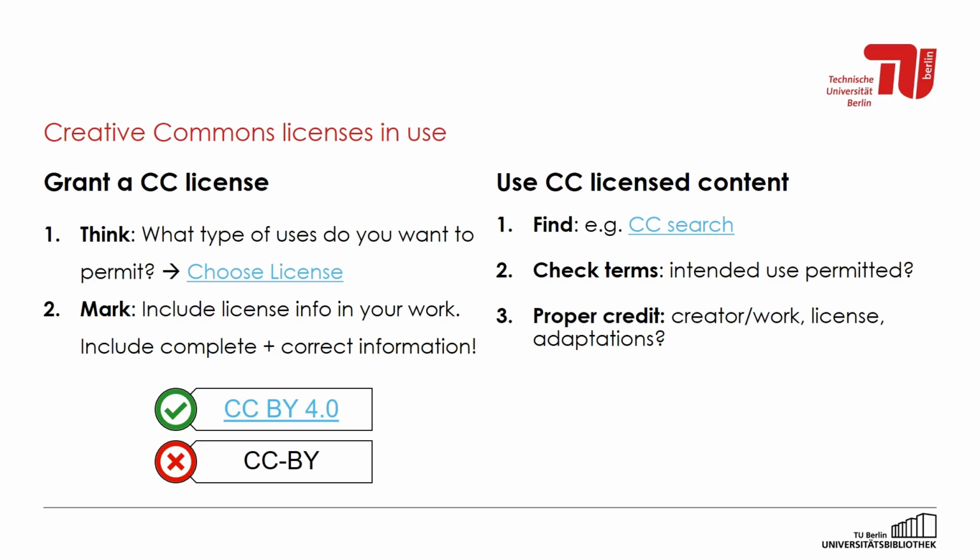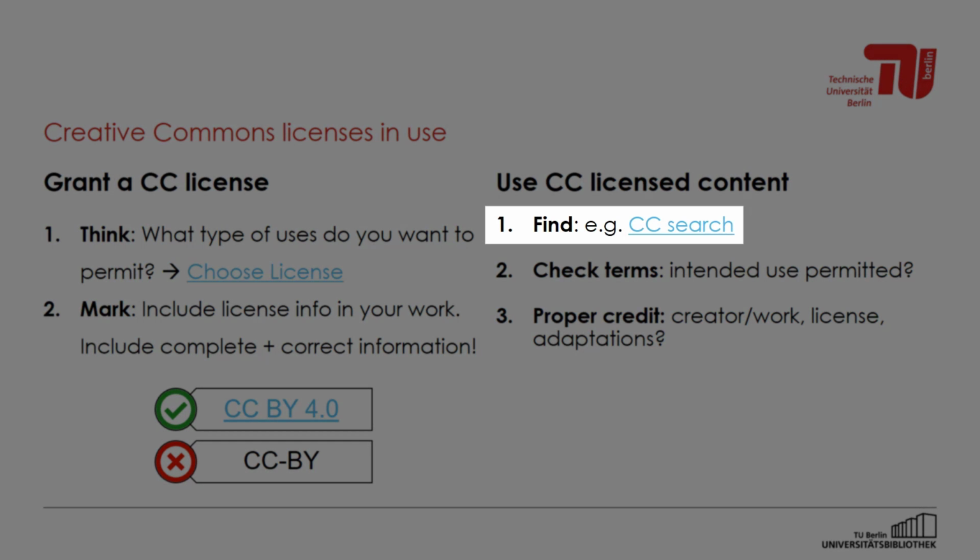Let's look at your obligations as user of CC licensed content. The first step is usually to find suitable material. Creative Commons offers a search for CC licensed material, but you can also search Wikimedia Commons or filter for free licenses in, for instance, Flickr or Google Image Search.